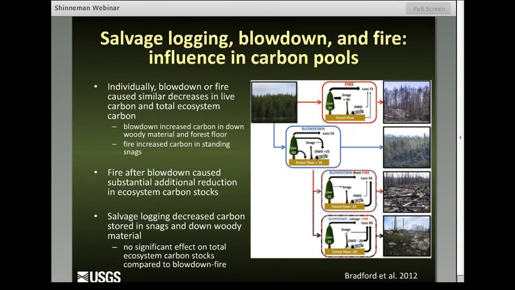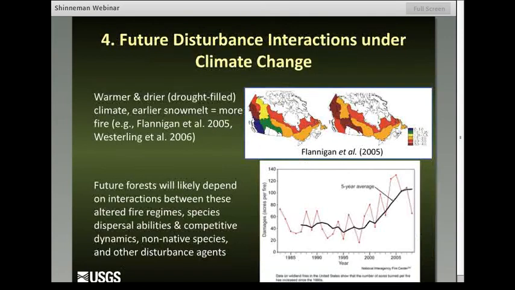And salvage logging further decreased carbon stored in snags and down woody material, but compared to just blowdown and fire, it was not significantly different. So here we have a case where, depending on your objectives and the importance of these various carbon pools and the structural legacies that they represent, the effects of salvage logging may or may not be desirable depending on management objectives.